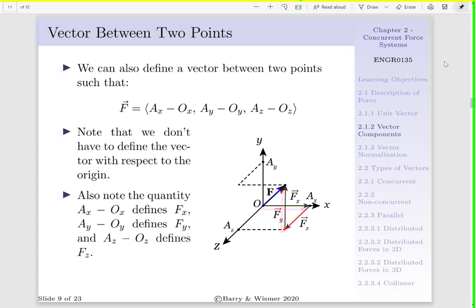Now in this formulation, o sub x does not always have to be the origin. It just depends upon where our vector originates.